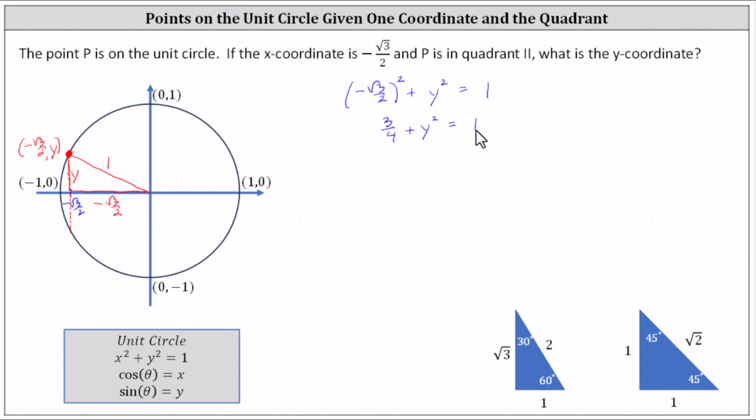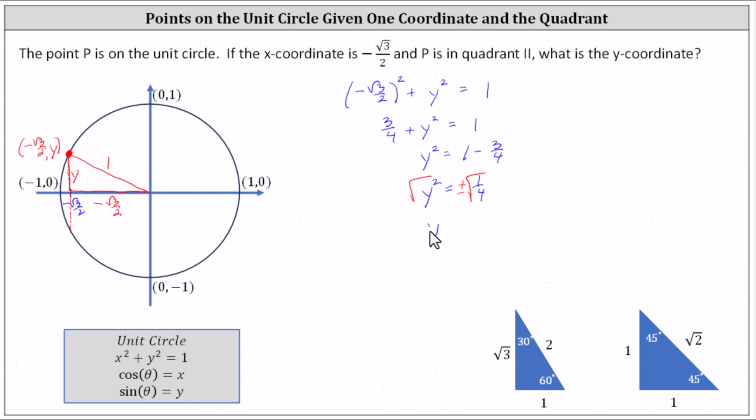Next, isolate y squared by subtracting 3/4 on both sides, which gives us y squared equals 1 minus 3/4. 1 minus 3/4 is 1/4, giving us y squared equals 1/4. And now we take the square root of both sides of the equation. We will have a positive and negative solution. To get both solutions, we square root both sides of the equation and include a plus and minus on the right.